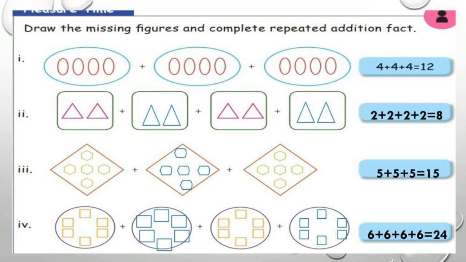The third one, here we have 5 polygons in a group. Totally there are 3 groups. So in the second group you have to draw 5 polygons. In the facts you have to write 5 plus 5 plus 5 is equal to 15. Fourth sum, we have 6 squares in a circle. In the second circle you have to draw 6 squares. In the fourth circle you have to draw 6 squares. So the fact is 6 plus 6 plus 6 plus 6, that is 4 times 6 is equal to 24.